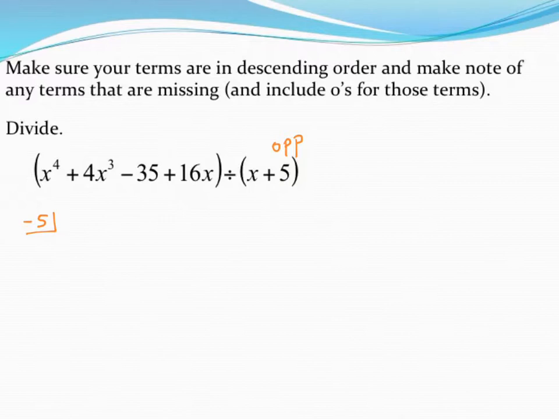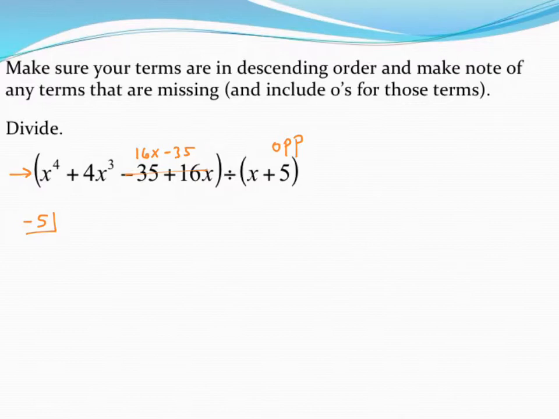Next to that, I'm going to list my coefficients in order of what I'm dividing into. I'm noticing a couple things this time. First of all, I'm not in order. Look, those two terms are out of order, so you absolutely must rearrange them. So this will end up being a positive 16x and then a minus 35. If you don't write them in descending order, this is not going to work.